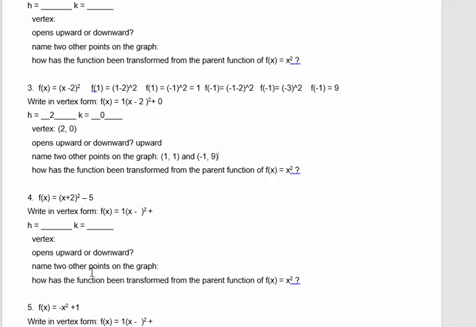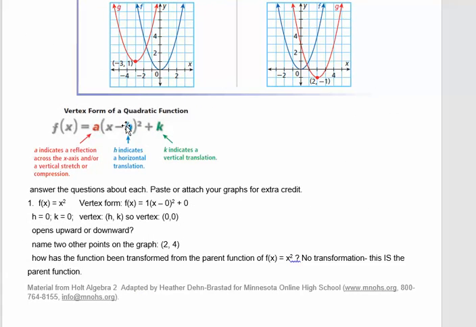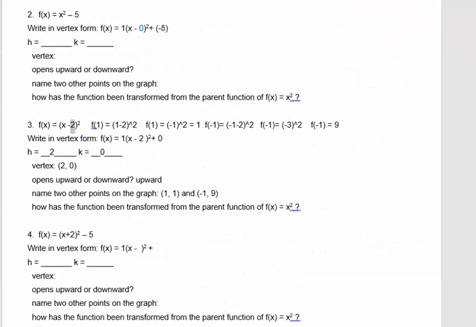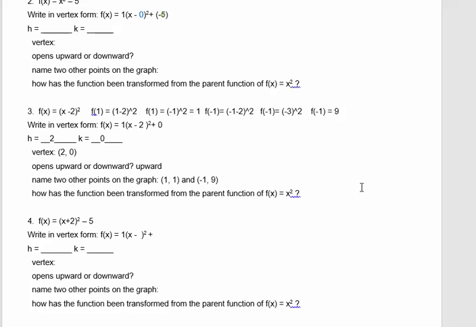Now the last question says, how has the function been transformed from the parent function? So the transformation we can tell from our vertex form. The only thing that was changed from f of x equals x squared was that we have x minus 2. So let's look back at what this tells us. If h is not a 0, then h indicates a horizontal translation. So that means it's moved left or right. Because our h is positive, that means that it has moved to the right. It's a translation. You need to write the word translation. To the right 2 units.